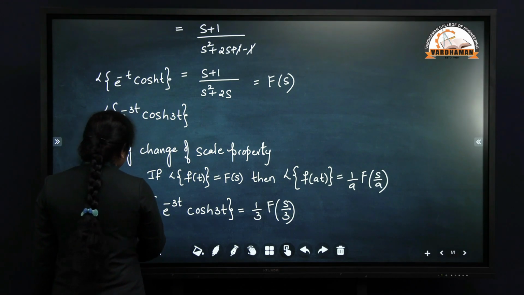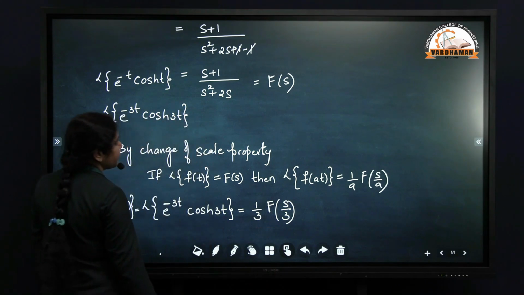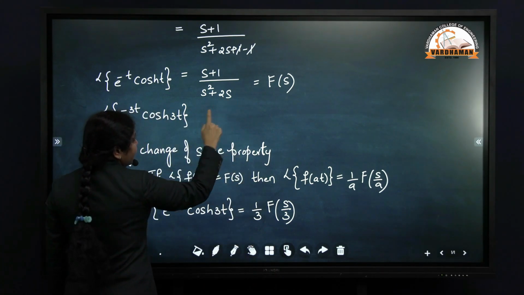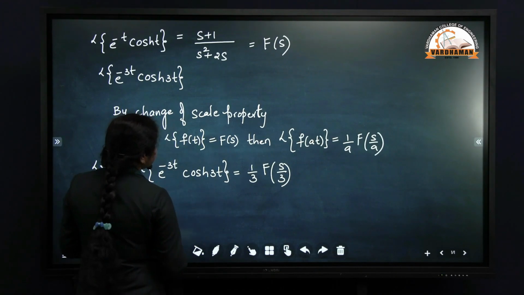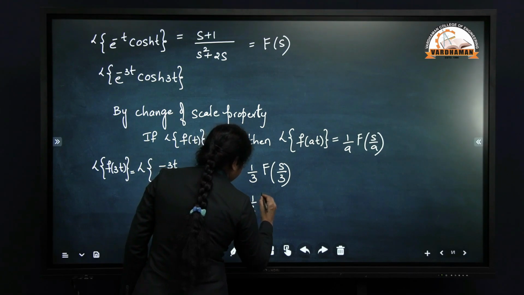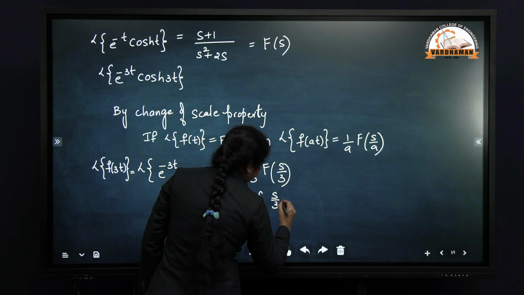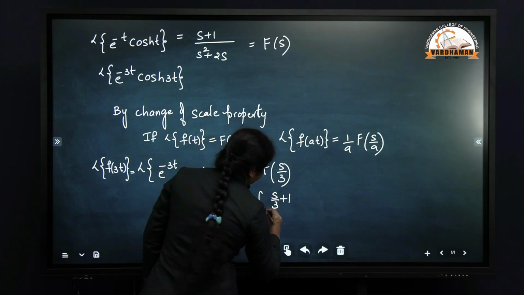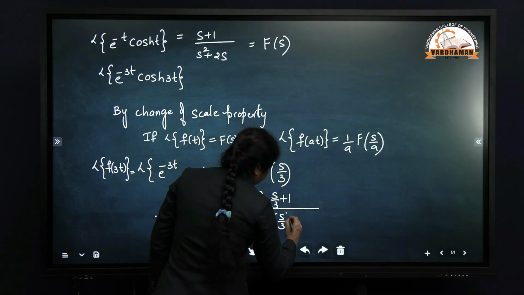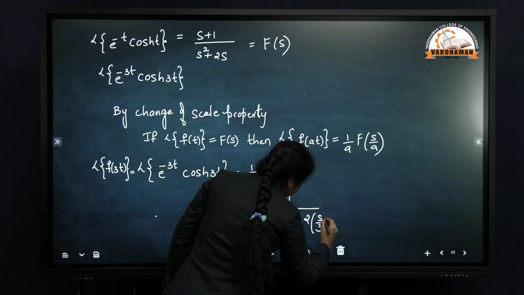So Laplace transform of f of 3t becomes 1 by 3 into f of s by 3, where I need to replace s by s by 3 in this result. So which gives 1 by 3 into s by 3 plus 1 by s by 3 whole square plus 2 into s by 3.